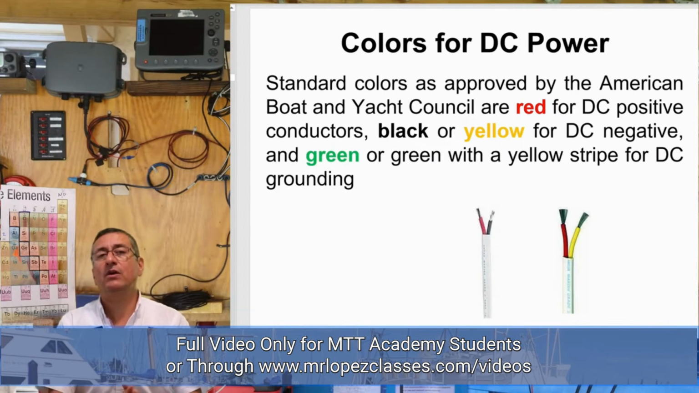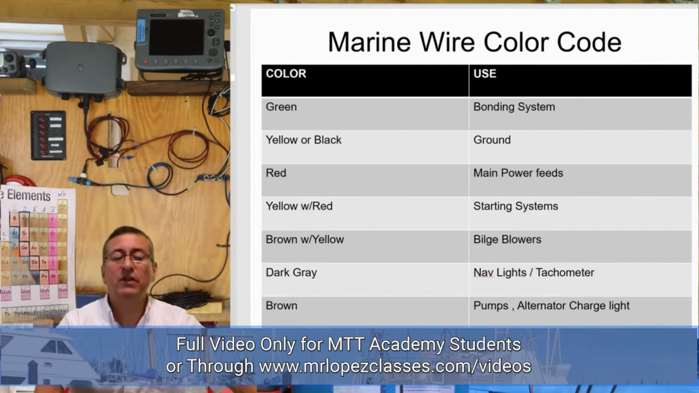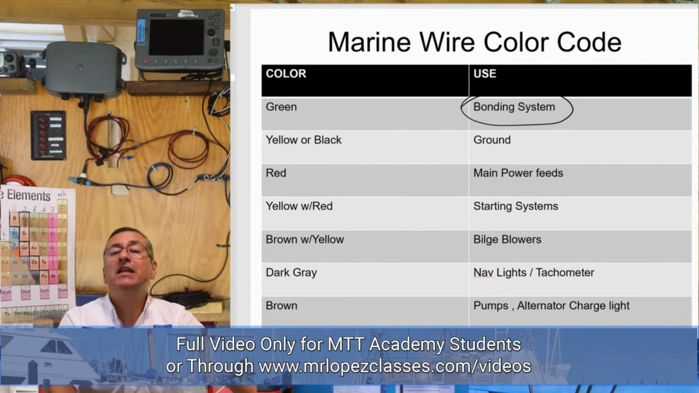In DC installations, we are going to use red for positive and black for negative. But black has a little inconvenience with respect to AC power. Let me explain what that means. The green color for the wire will be used exclusively for the bonding system. Bonding is the connection of all the metallic parts together in one central conductor, and that conductor with the zinc outside. This is the bonding conductor, and we are going to use green for that bonding conductor.